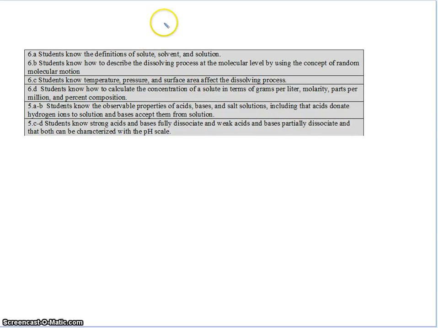Unit 7 review time. So these are our standards that we've been looking at. Let's take a look at each one of them. Students know the definitions of solute, solvent, and solution. Well, that's not too bad. Solute is what you have less of. Solvent is what you have more of. It has more letters, see?